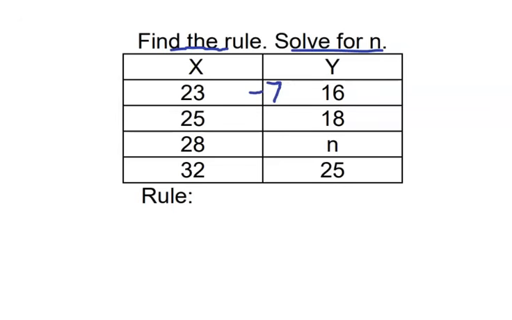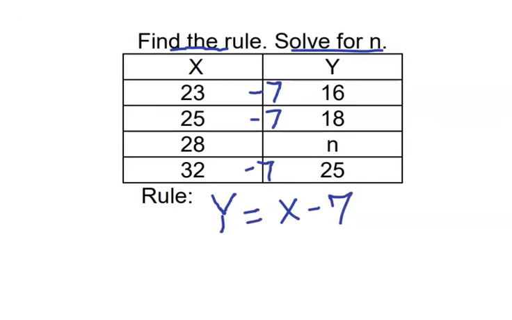okay, so if you have 23 minus 7, that is 16. If you do 25 minus 7, that's 18. If you do 32 minus 7, that is 25. So what seems to be happening every single time here? Yep, so the rule is a minus 7. So y is going to be whatever x is minus 7.